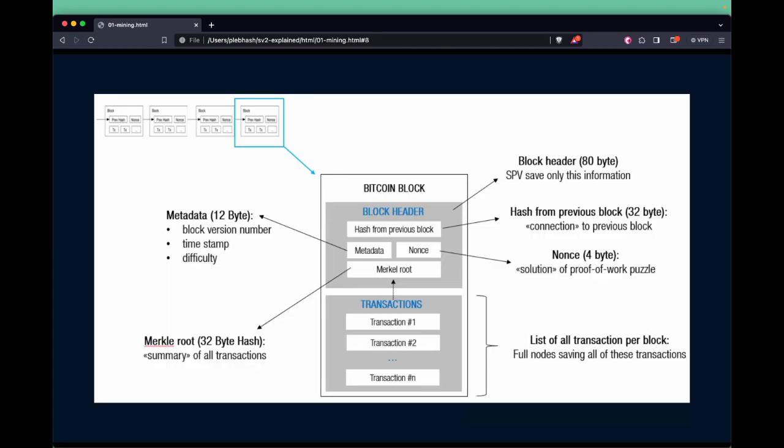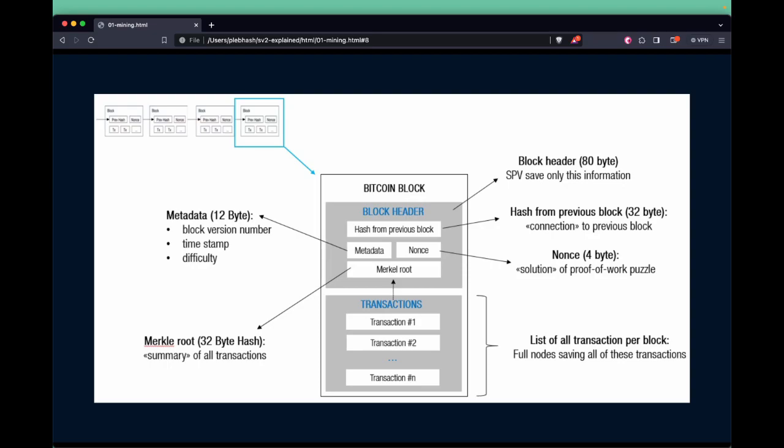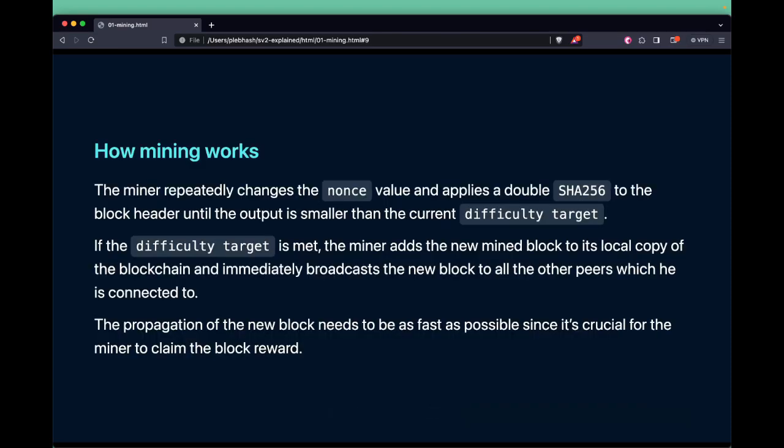Finally, we have the nonce, which is a 32-bit value that miners adjust or iterate, trying to find a valid block hash. So in a way, this is the solution for the proof of work puzzle. So let's look into this in a little bit more detail now.